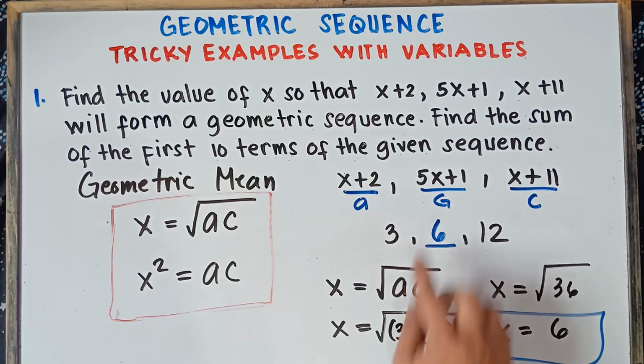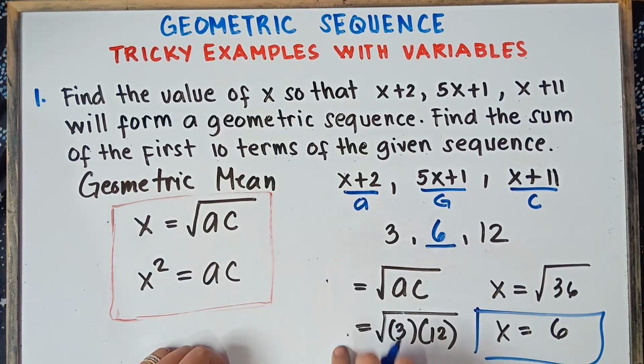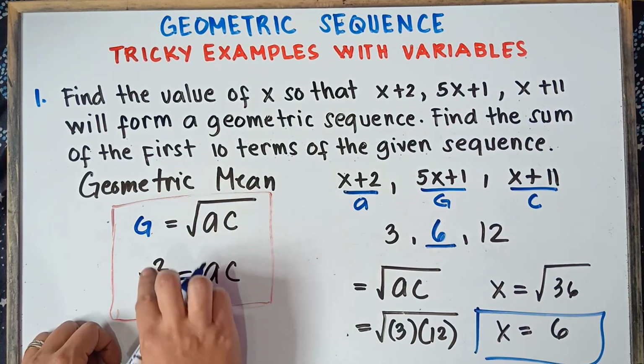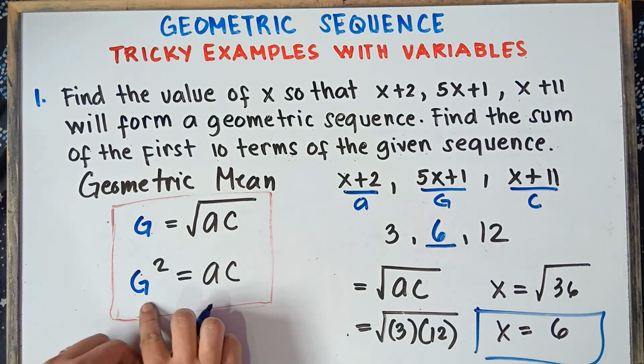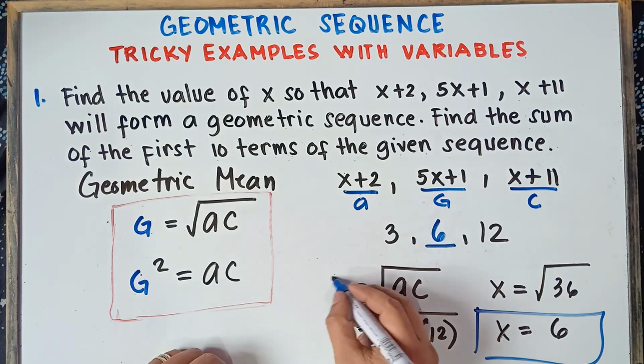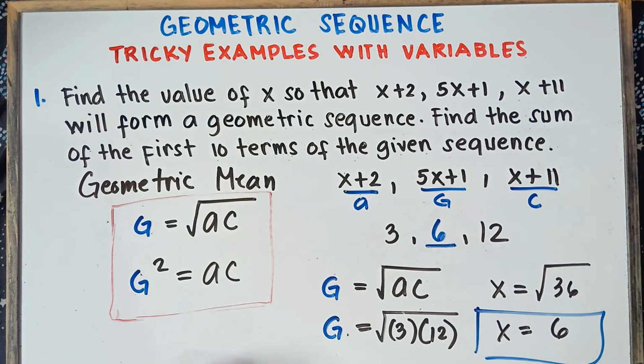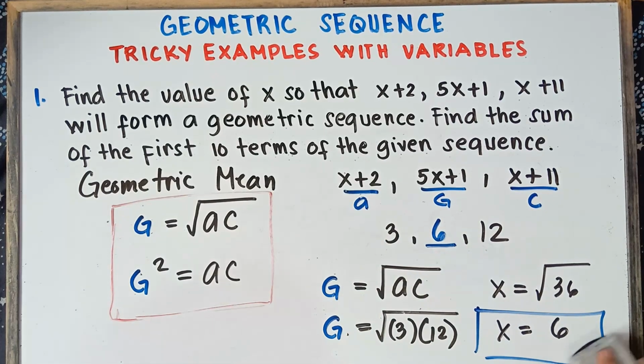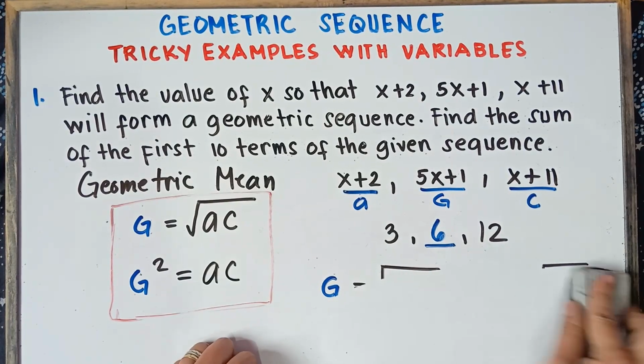So our geometric mean, we can just write G, class, for you not to be confused. So this is G. Alright, so geometric mean is equal to the square root of the first term multiplied by the third term, multiplied by C.